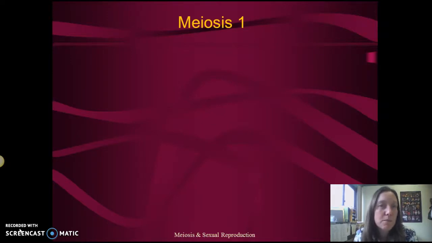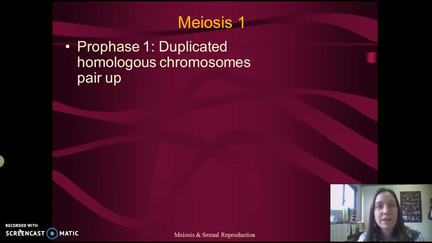Now we'll look at the steps of meiosis. You'll see meiosis 1 at the top of this slide. That means we're looking at the first division in meiosis. All these steps happen as we separate the chromosomes for the first nuclear division. Meiosis 2 involves the steps for the second nuclear division. So this starts with prophase 1.